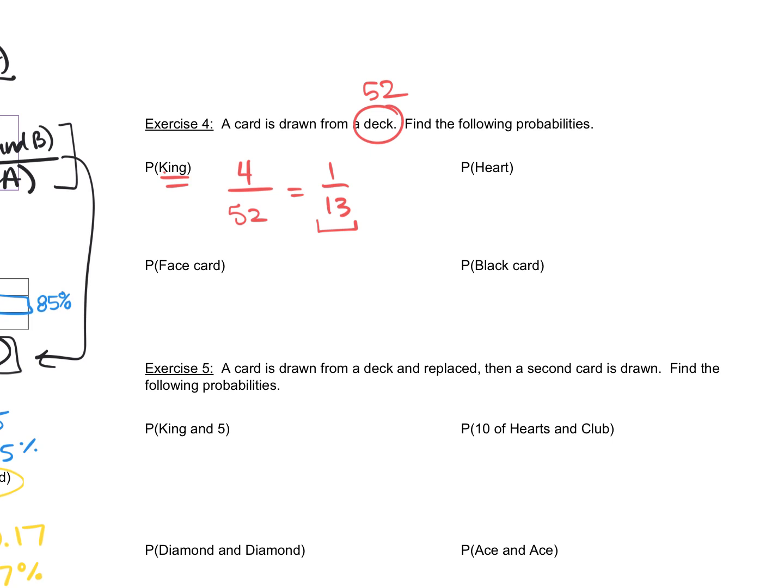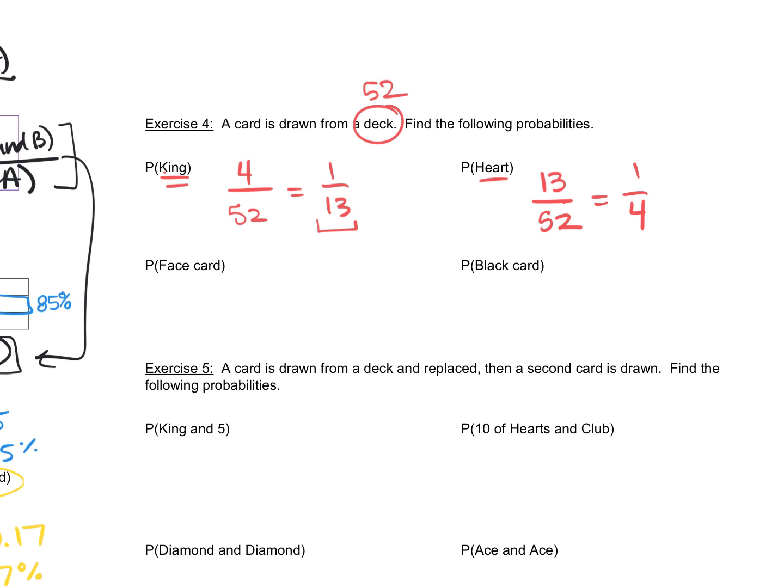Which again makes sense because out of 13 cards, which is one of the suits, there's only one that is a king. The probability that you get a heart, well, there's 13 total ranks, so we're going to have 13 out of those 52 cards that will be hearts. We could reduce that to 1/4, and again, that's because there are 4 suits, so 1/4 of them are that suit.